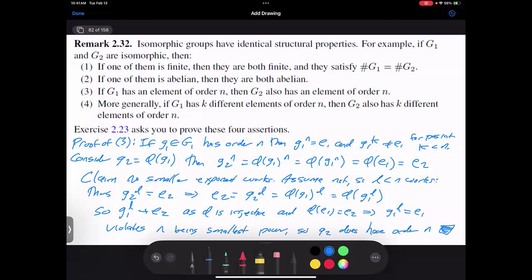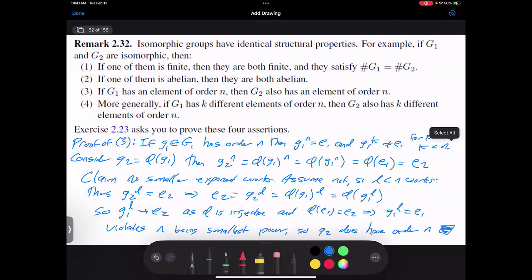So it turns out we can make this a rigorous, complete proof. But it was not enough to just show that if we take G2 to be phi of G1, then when we raise that to the nth power, we get the identity element. That's enough to show that it's a candidate, but it's not enough to prove that it has order n. Okay, any questions on this proof? It's a nice exercise, try to prove some of these other statements.